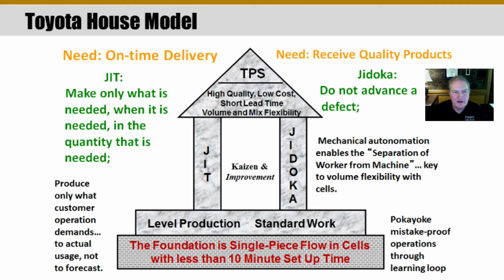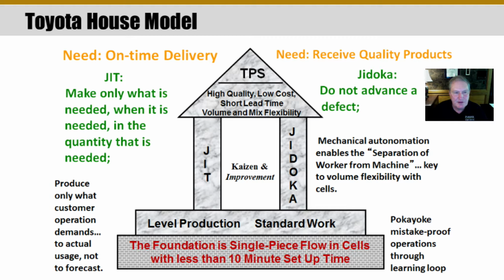Likewise, the quality pillar of the Toyota house is the Jidoka pillar, and it is based on achieving the purpose of do not advance a defect. This is implemented in cellular manufacturing through the means of automation, which is the separation of the worker from the machine, which is a key part of volume flexibility. Jidoka and the automation principle means that we automate with the human touch in mind.